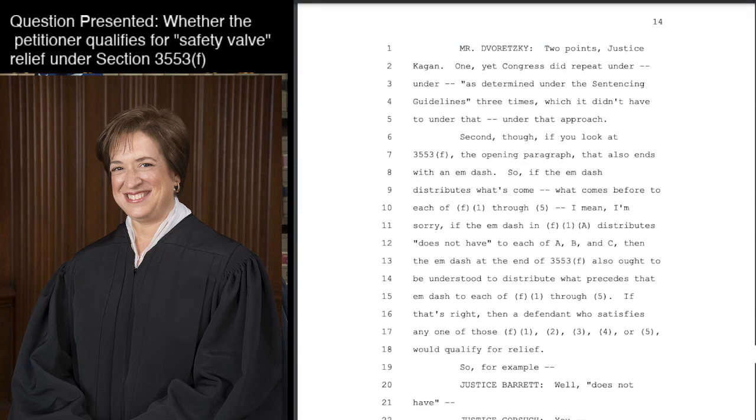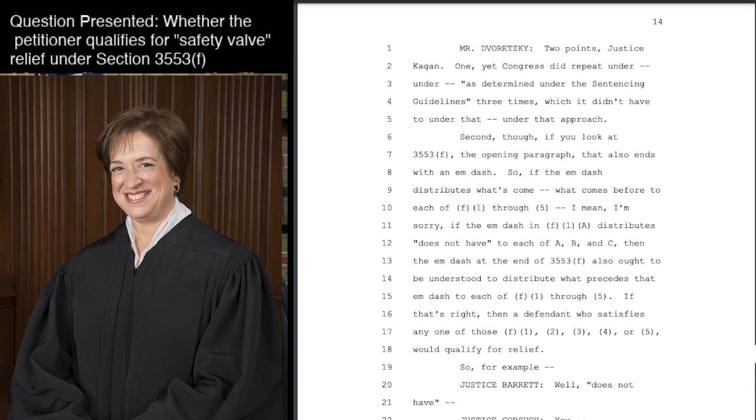So two points, Justice Kagan. One, yet Congress did repeat "as determined under the sentencing guidelines" three times, which it didn't have to under that approach. Second, though, if you look at 3553(f), the opening paragraph, that also ends with an em-dash. So if the em-dash in (f)(1)(A) distributes "does not have" to each of A, B, and C, then the em-dash at the end of 3553(f) also ought to be understood to distribute what precedes that em-dash to each of (f)(1) through (5).